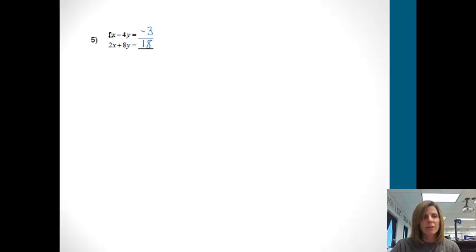Notice the one x is 5 and the other x is 2, one y is negative 4, the other y is 8. So if I were to add these two equations, nothing would eliminate. If I were to subtract the two equations, nothing would eliminate. So I am going to do something here and just watch. I do notice that 4 will go into 8.